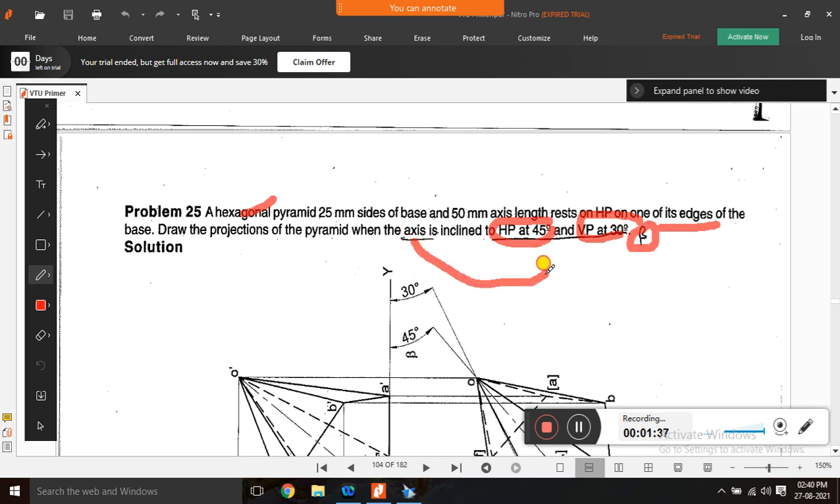If the axis is inclined to VP or the axis is inclined to both, it is always inclined to HP. But in some cases, the axis is not inclined to VP. Instead of the axis, they give base inclination or edge inclination. But in this problem, they directly give that the axis is inclined to VP. If the axis is inclined, then you have to go with the locus or beta angle method. That is the third position.